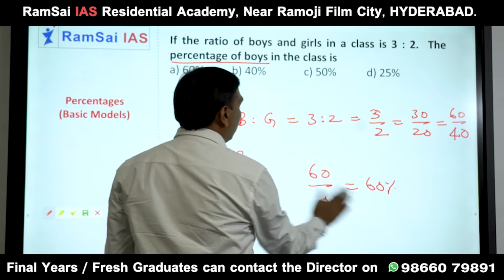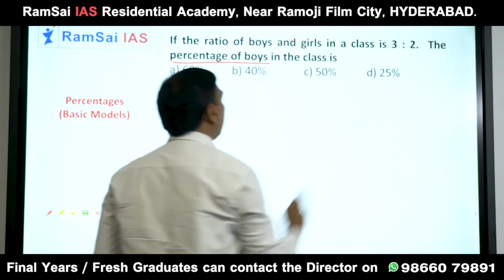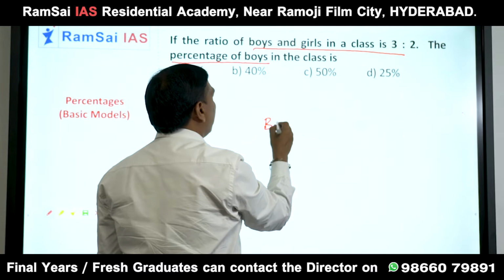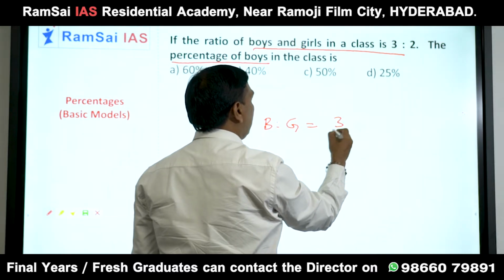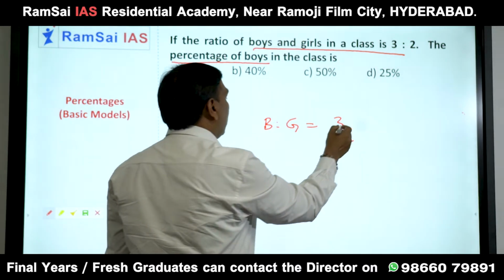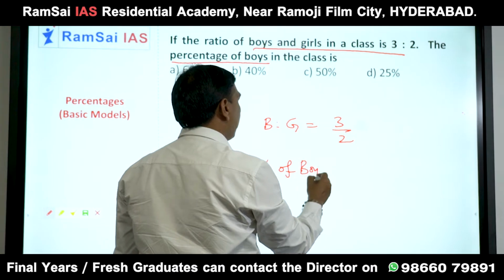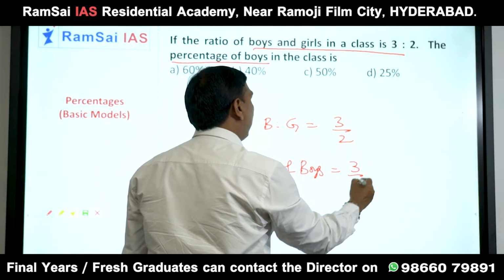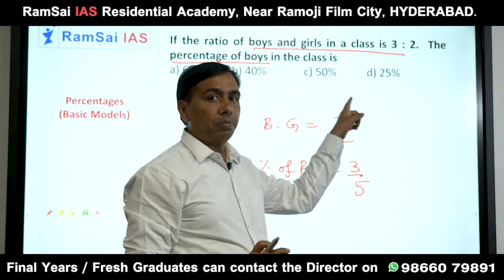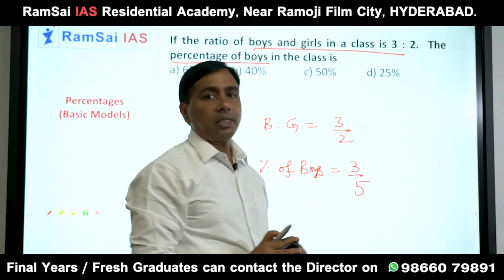But for you, to be very simple, you can have this kind of approach. What is given? Boys to girls is 3:2. He is asking for the percentage of boys. So, 3 out of 5. What is the total? Girls 2, boys 3. When girls are 2, boys are 3. So when the total is 5, boys can be 3.